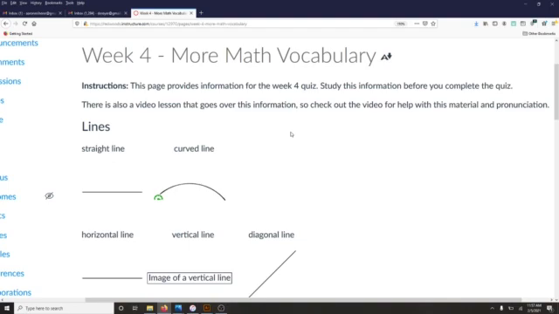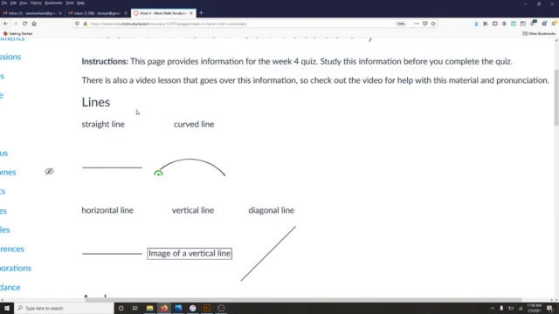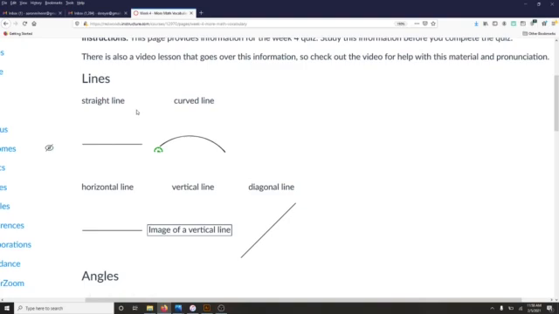I'm going to go over some of the math vocabulary for this week. And this is building on the vocabulary from last week. First, let's talk about lines. So there's some different kinds of lines that we should know about. So there's a straight line, a curved line, and you're welcome to try to repeat this vocabulary as you watch this video.